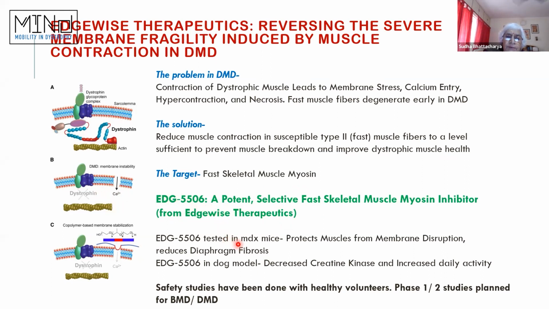They have tested it in MDX mice and in dog model, and they are finding that it protects the muscle from membrane disruption, and it reduces the diaphragm fibrosis. And in dog model, it increased the daily activity of the dog. So they are getting encouraging results. And they have also done safety study with healthy volunteers, and it is not toxic. So now phase 1 and 2 studies are being planned for both BMD and DMD.